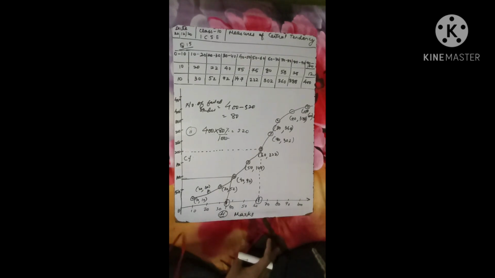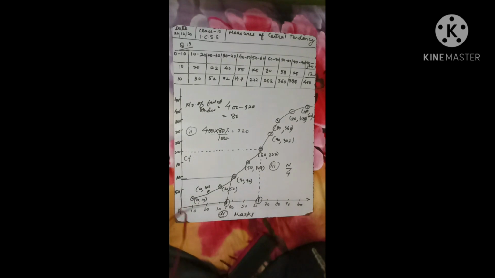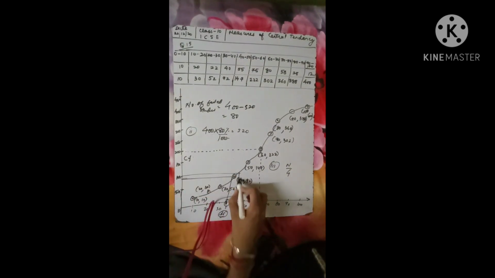Then the third question is the lower quartile. How will you calculate the lower quartile? That is by counting n by 4. So what is n with us? 400. 400 divided by 4 is what? 100. Now from here just check where the 100 is meeting and get the answer.